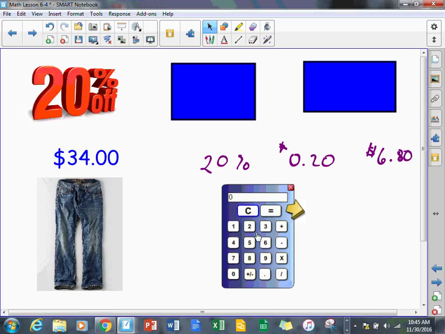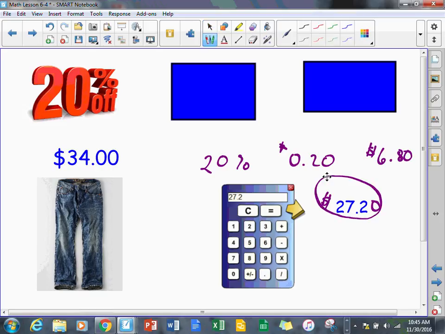So I can figure that out too. $34 minus $6.80. So my final price would be $27.20 for those jeans. Now there's another way to look at it. We can get right to this in one step. And here's how you would do that.